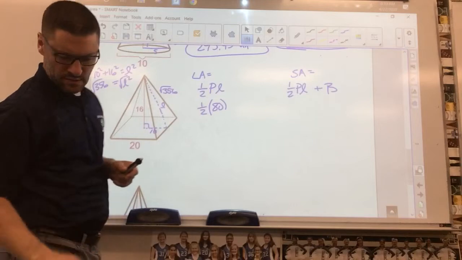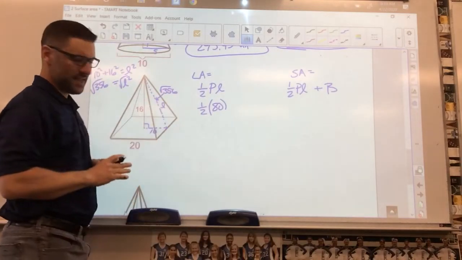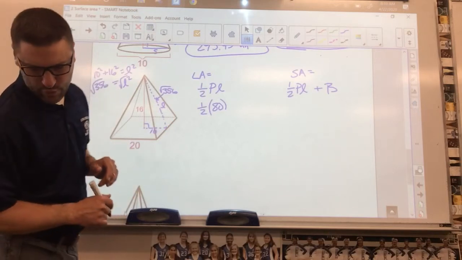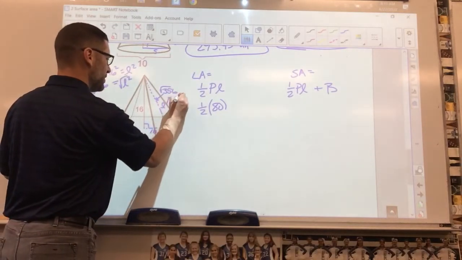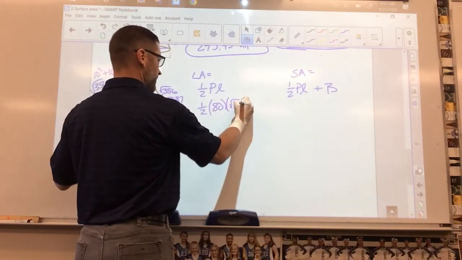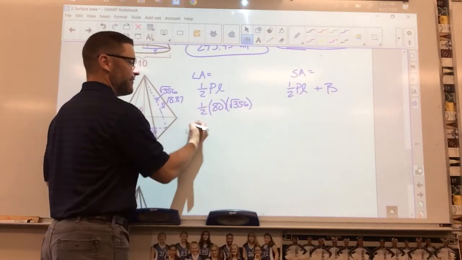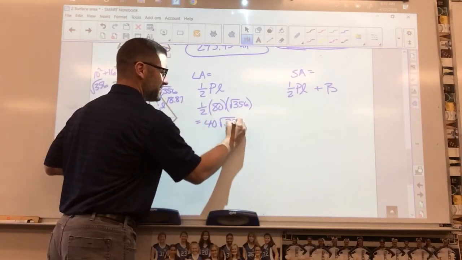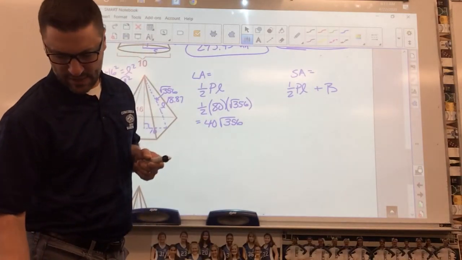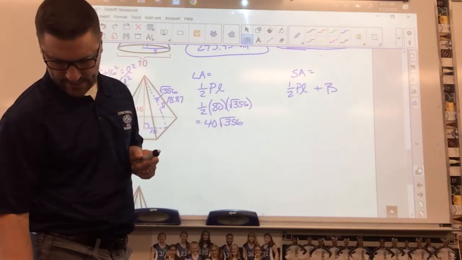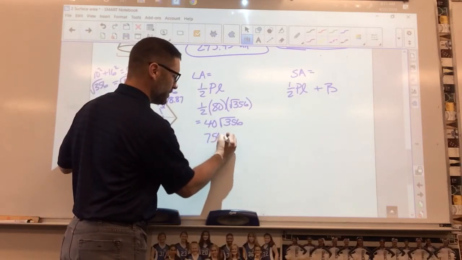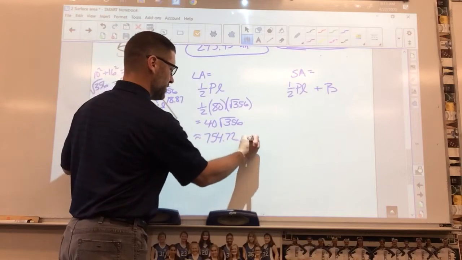And I take the square root. Oops, not the edge, that's the slant height. The square root of 356 is 18.87. So I take 1/2 the perimeter times the slant height, which is root 356. Honestly, the ACT would take half of 80 and write it as 40 radical 356. That weird answer is what it would be like on that test. But I'm going to go ahead and decimalize it. Times 40 is 754.72 square units.